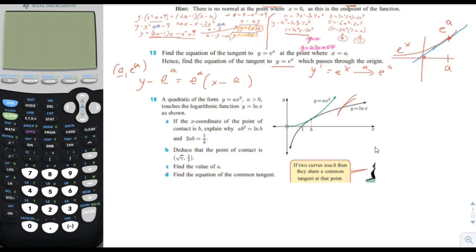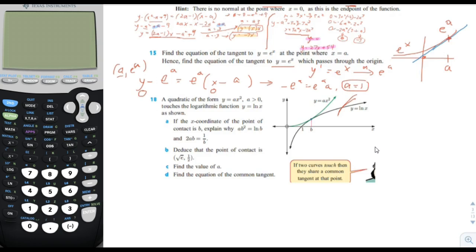Okay, and then it says, find the equation of the tangent which passes through the origin. Since we know that it passes through the origin, one of the possible points is 0, 0. And so we can find out what the a is which would make that true. Negative e to the a equals e to the a times x, and x is 0, so you just multiply times negative a, negative e to the a. So the negatives cancel out, the e to the a's cancel out. What are we left with? We're just left with a equals 1.